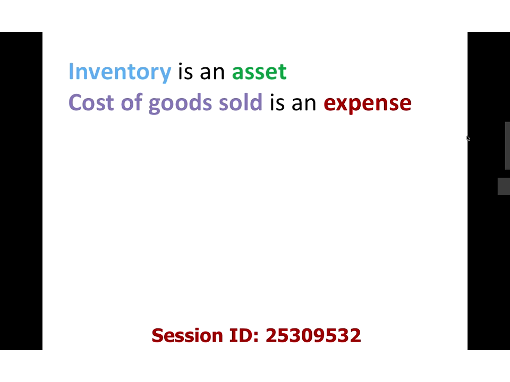Okay? Cost of goods sold is an expense. It's typically a company's biggest expense. Even though it doesn't say expense, it is an expense. Okay, so inventory is a current asset. Cost of goods sold is an expense. Assets are on the balance sheet. Cost of goods sold is on the income statement.